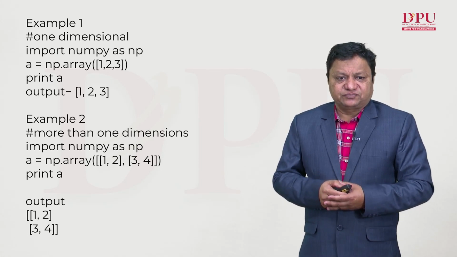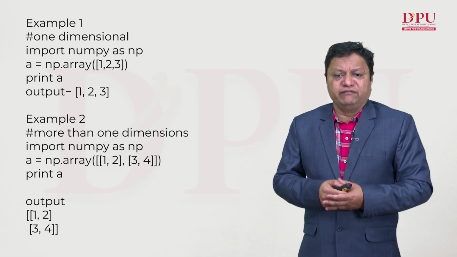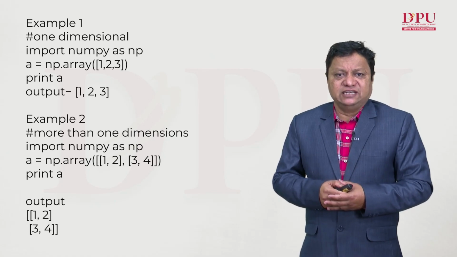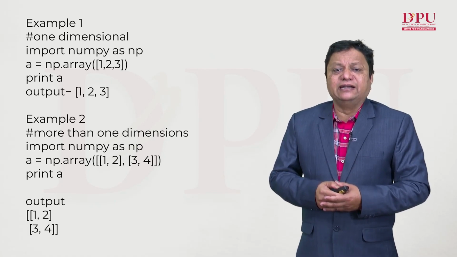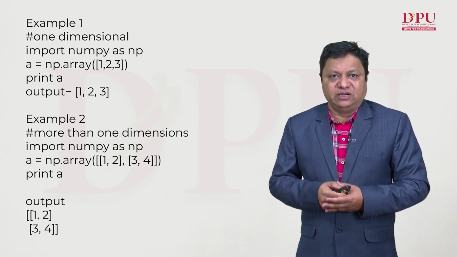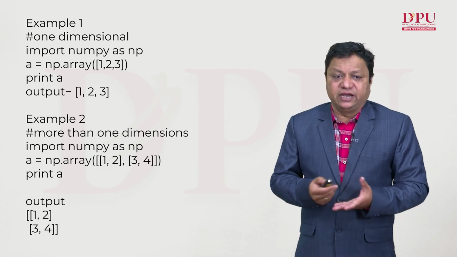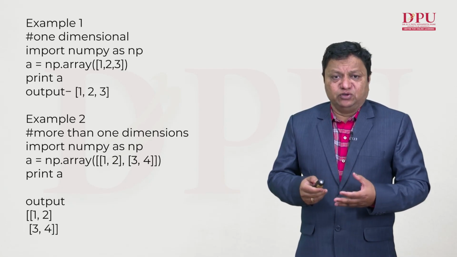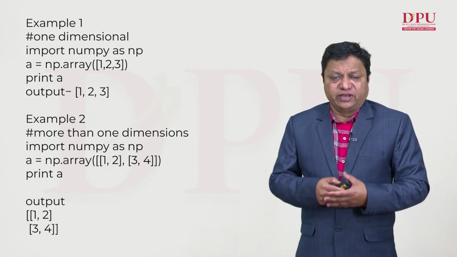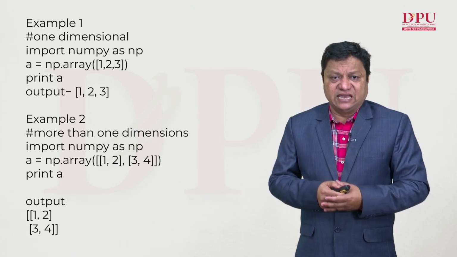Second example, if I have to create more than one dimension, then how can I create it? The first one, as you can see, is a single dimension, meaning it contains only a single row. But if I have to create an array of a matrix, that is multiple rows and multiple columns, then how can I create it? Again, it is very simple. First, you need to import the NumPy library as np, or you can give any name here. I have used np here.